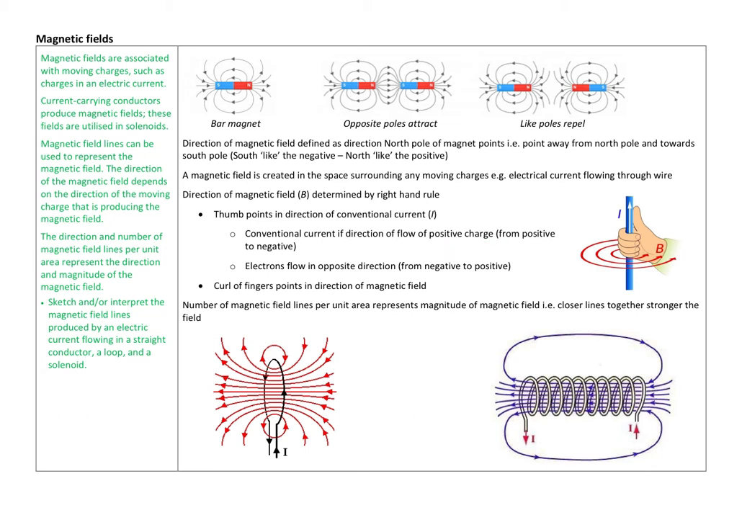So positive charge would flow away from the positive and towards the negative. Two like charges would be repelled. The positive would be attracted to the negative. So you might go, why are we talking about conventional current? Because we know that current is usually electrons flowing through a wire. Electrons are negatively charged.